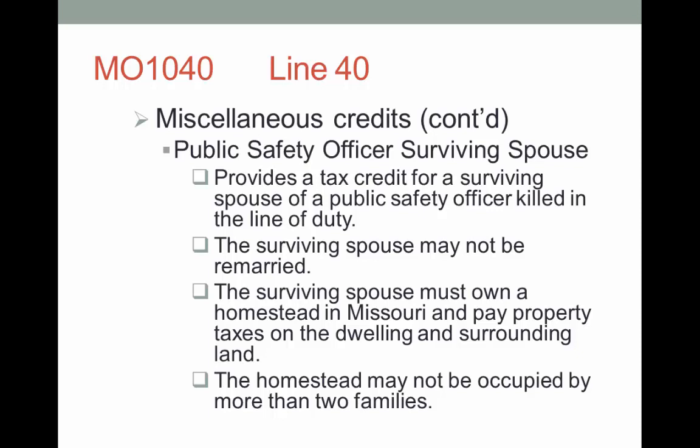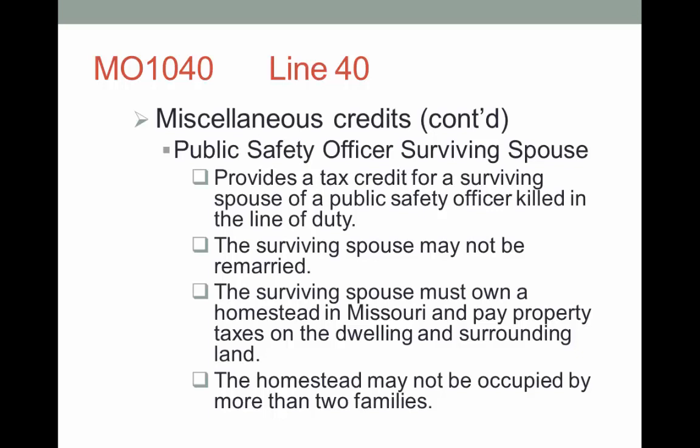The public safety officer has to have been killed in the line of duty. The spouse cannot be remarried at the time that the tax year ends. The surviving spouse has to own a homestead in Missouri and pay property taxes on the dwelling, and the homestead can't be occupied by more than 2 families. And if the person meets all of these criteria, then they can get a credit on their taxes of up to the amount of tax that they have paid on their homestead.